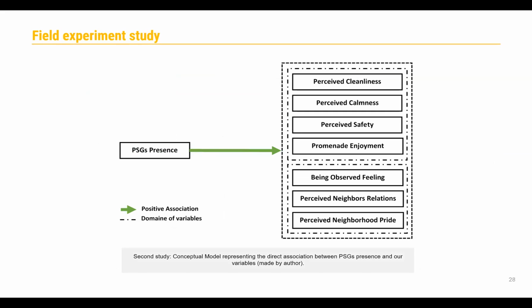In the second study, we designed a field experiment to investigate the impact of PSG's presence in the neighborhood on outsider visitors' perception of that neighborhood's physical setting with 4 variables and on its population with 3 variables. So the 2 studies were actually made possible by the generous research grant we received from the Obayashi Foundation, to which we are grateful.